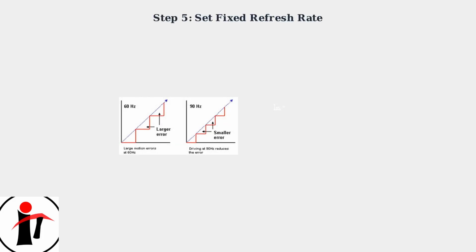For optimal blur reduction performance, set your monitor to its highest supported fixed refresh rate. Common options are 120 Hz or 144 Hz. Avoid variable refresh rates like FreeSync when using blur reduction, as they can interfere with the strobing effect.